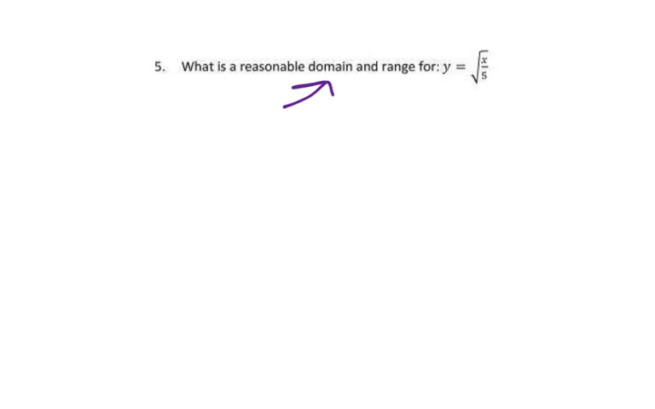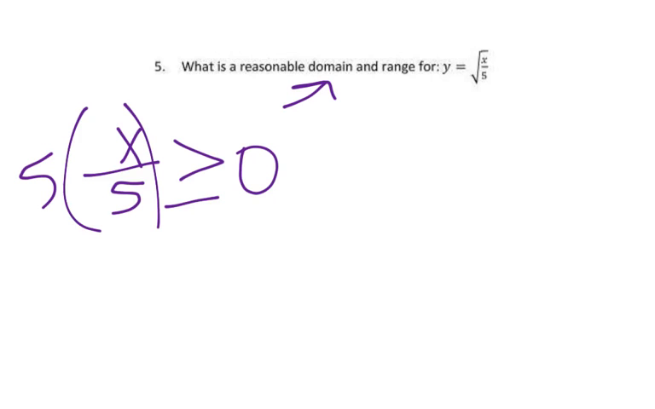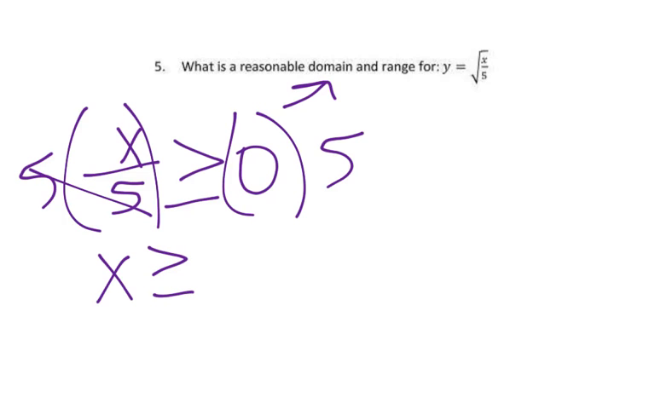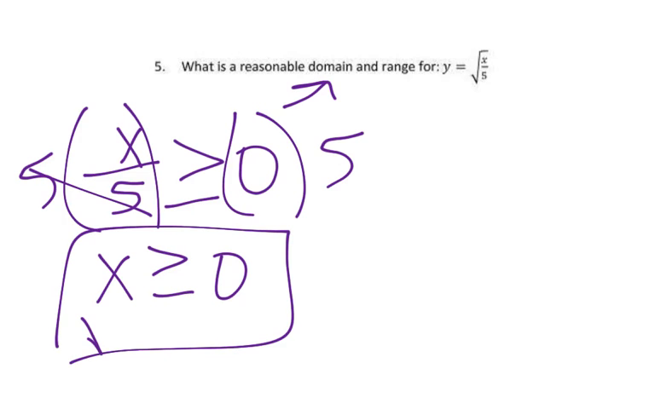Reasonable domain. You take what's under the square root, so x over 5, and set it greater than or equal to 0. You always solve it that way. So if I multiply both sides by 5, I get x is greater than or equal to 0. That is my domain.